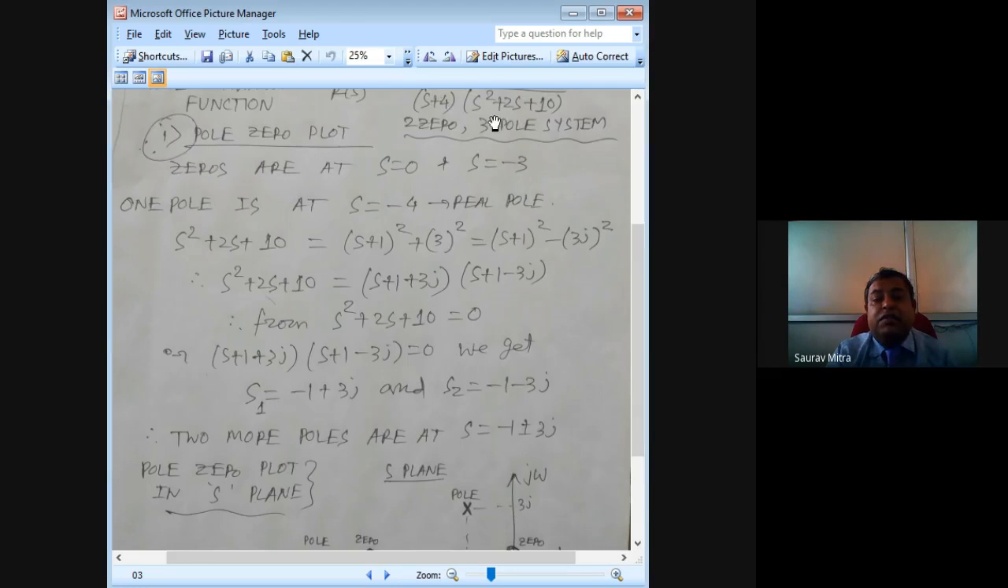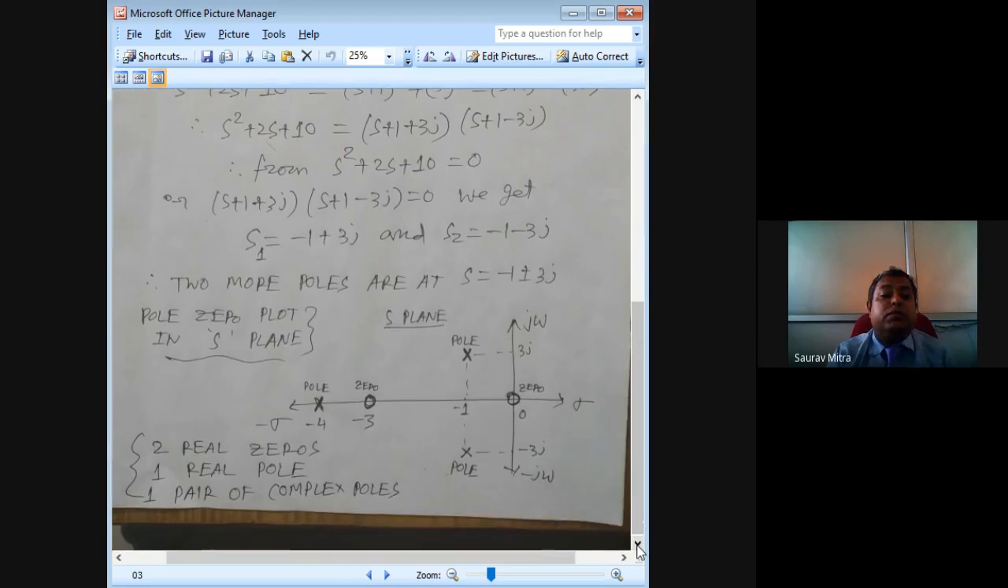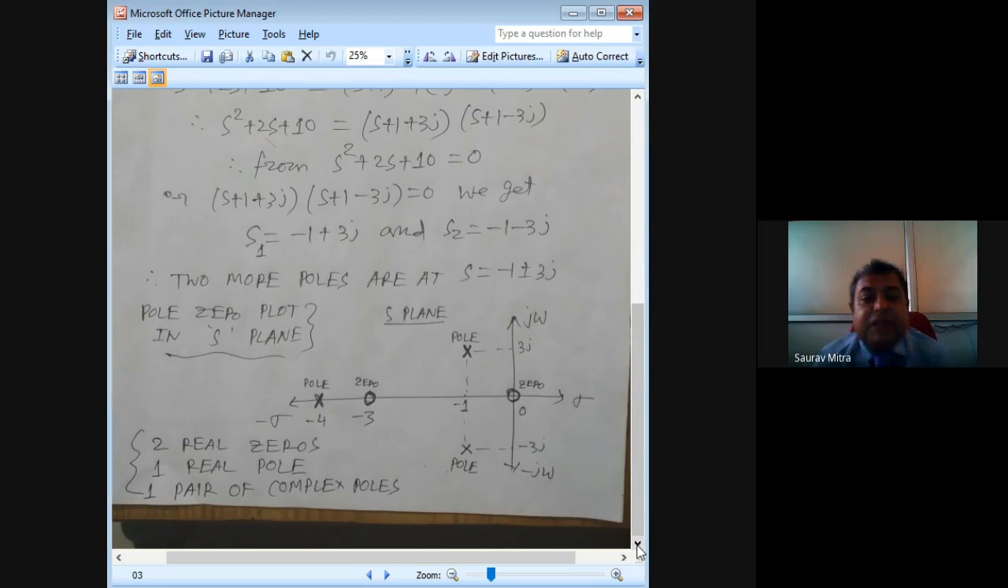So from the denominator we find there are three roots. One is s = −4, and from here you're finding s1 = −1 + 3j, and from here s2 = −1 − 3j. Now the question is to draw the pole-zero plot. Pole-zero plot generally we show in the S-plane. So first you have to draw the real axis, which is the sigma axis. Then you have to draw the imaginary axis, which is the j omega axis. After drawing the sigma and j omega axes, you are supposed to plot all the poles and zeros.